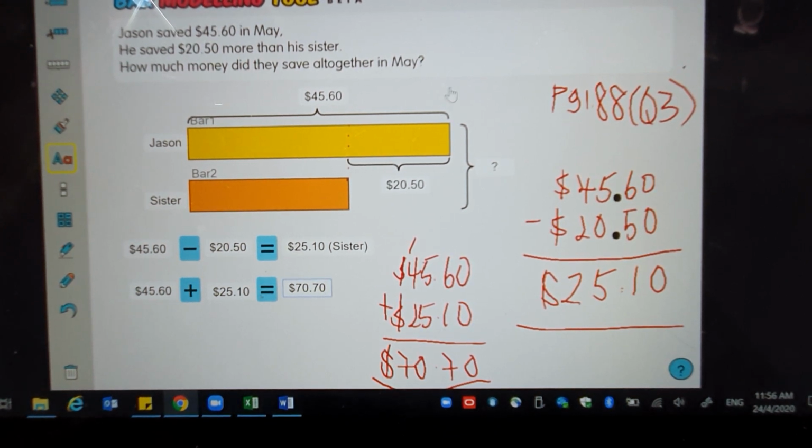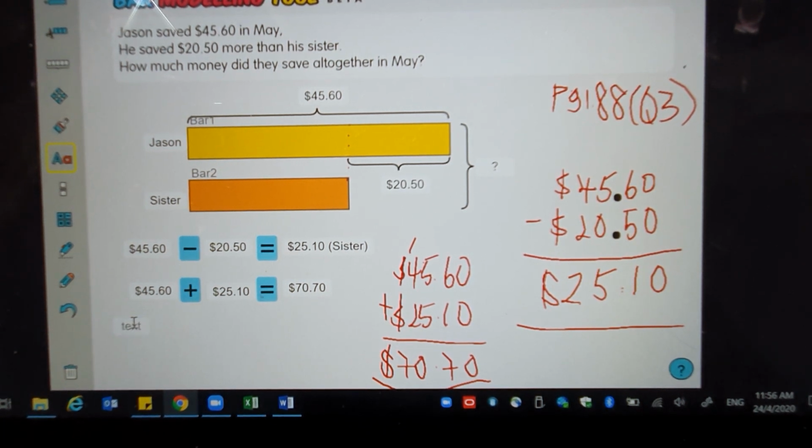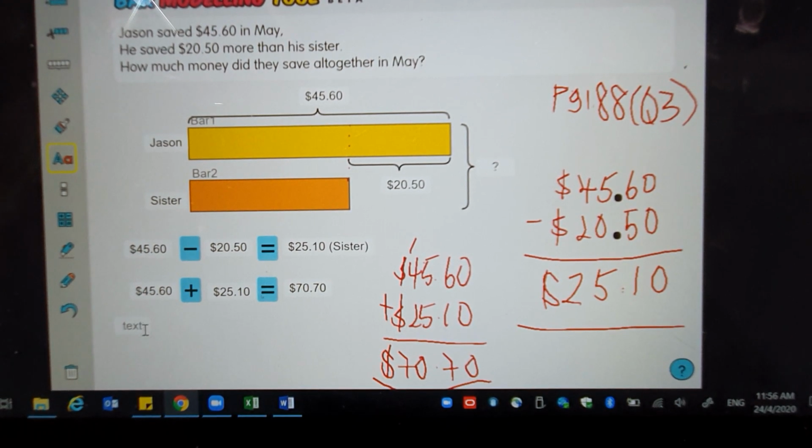Because altogether means I want Jason and I want the sister. The sister I found already is $25.10, and Jason is already given to me, it's $45.60. So I just need to add them together and I get my final answer. Then please write down your word statement. So they saved $70.70 altogether.